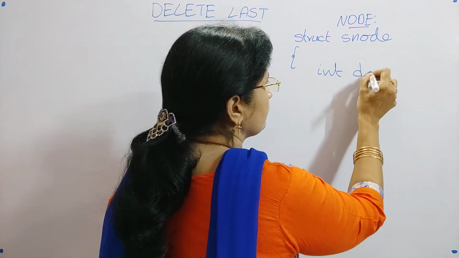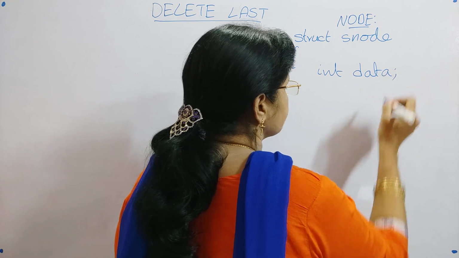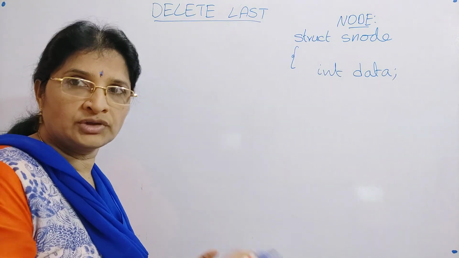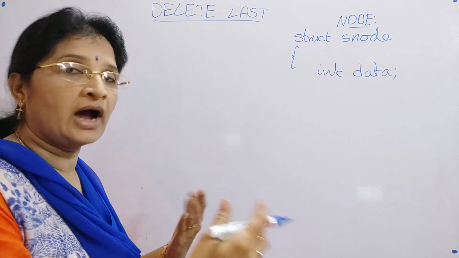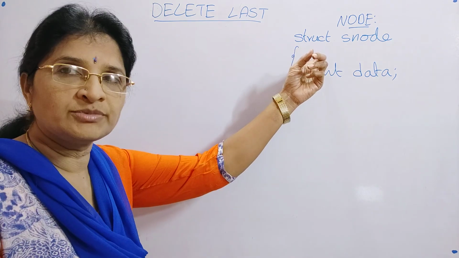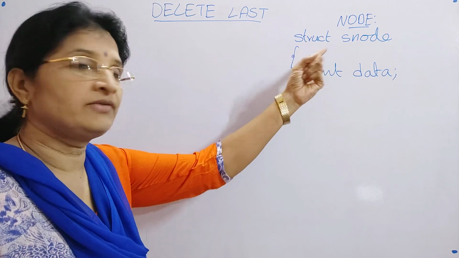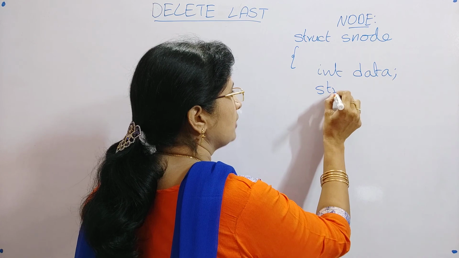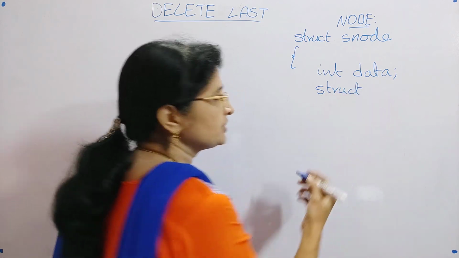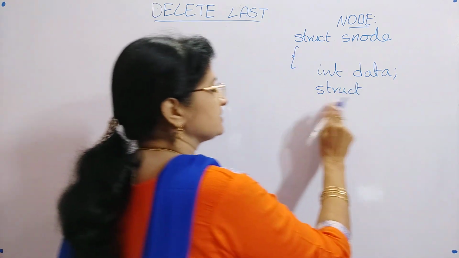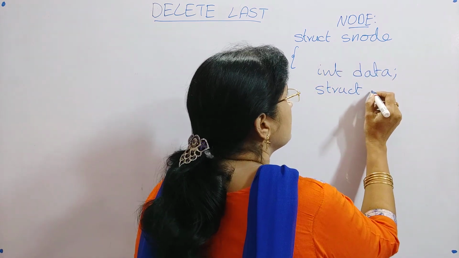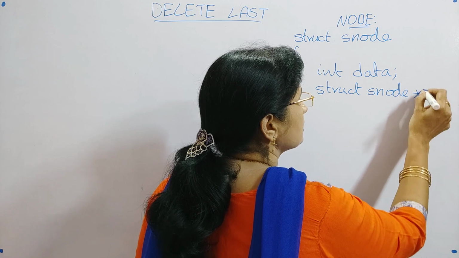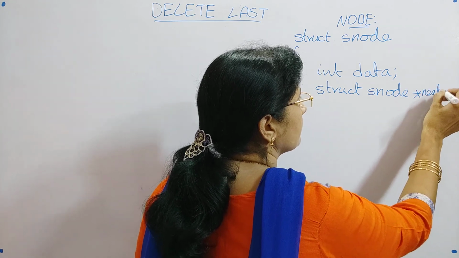So int data. And whenever you want to refer the link to the next node, you have to give a pointer to the same structure. So again you are giving the pointer to the same structure. So you have to declare a variable next to the same structure. The data type of this node S node is struct node, then asterisk, then you have to give the next.